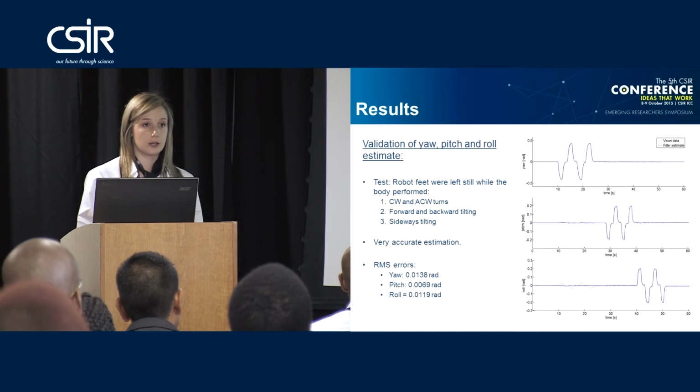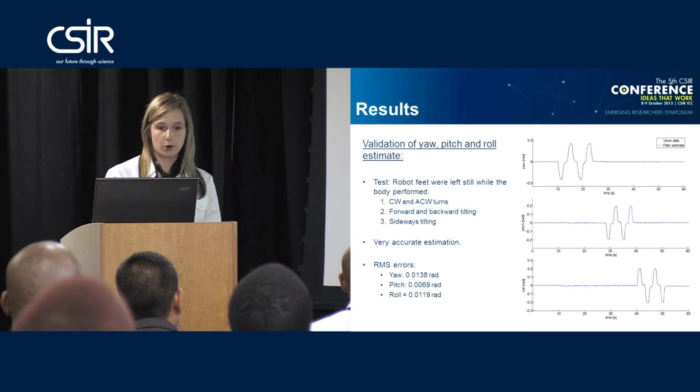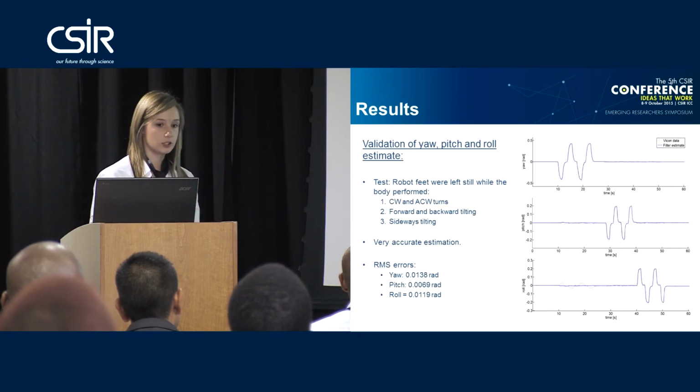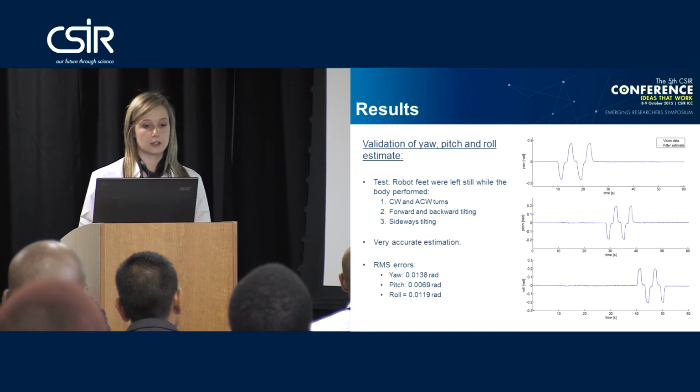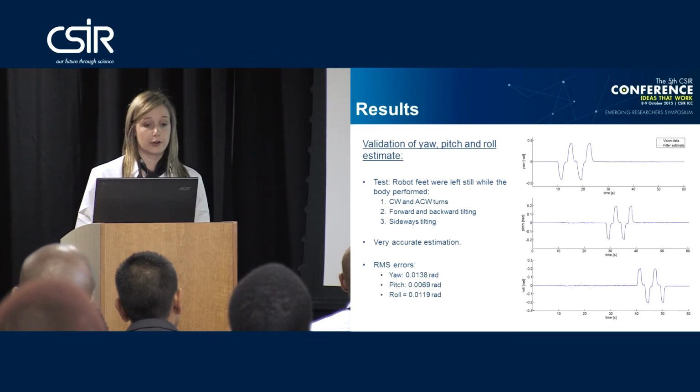In this next test, we tested the yaw, pitch, and roll. Here the robot performed a set of clockwise and anti-clockwise turns, followed by a set of forward and backwards tilting, and ended with sideways tilting. Again, very accurate estimation was seen, with RMS errors not exceeding 0.01 radians.